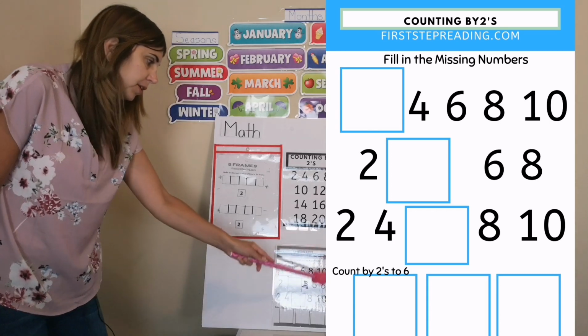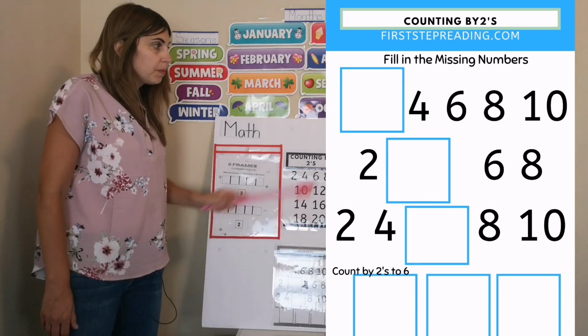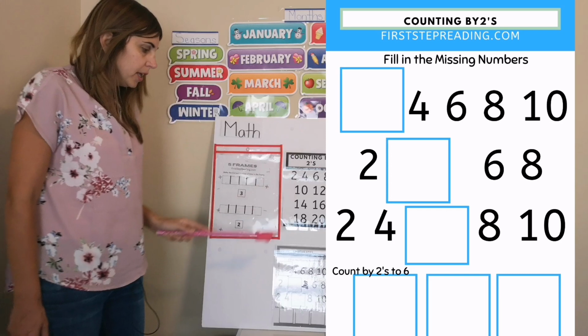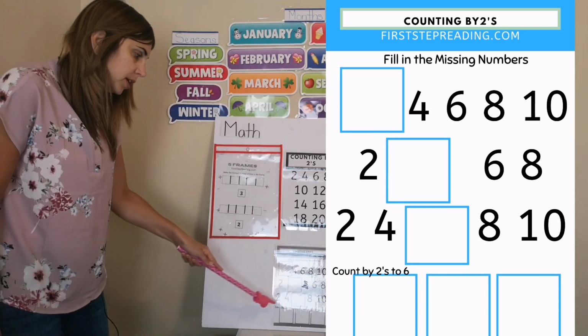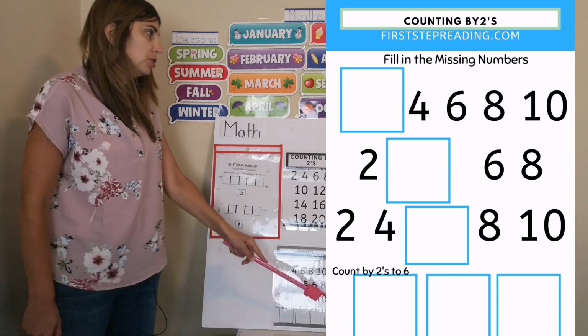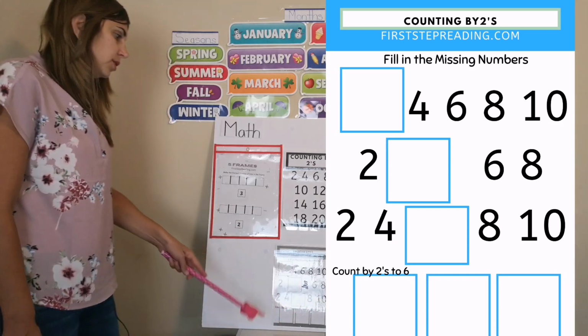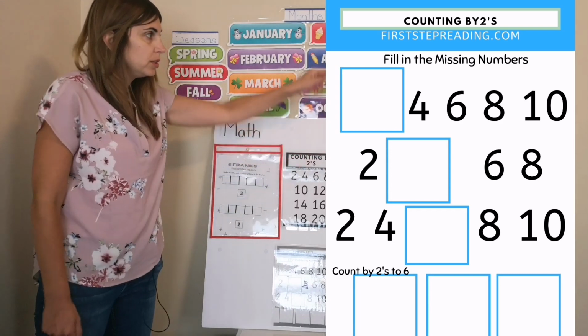So we have a counting by 2s worksheet that will be up here so you could see it. You fill in the missing numbers, and then at the bottom you count by 2s to 6. So you could do that to practice your 2s. It's going to be right here.